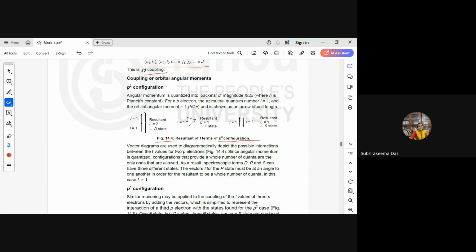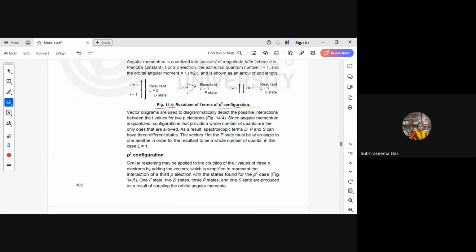Now, since angular momentum is quantized, configurations that provide only a whole number of h by 2 pi are allowed. The configurations where h by 2 pi is fractional are not allowed. As a result, the spectroscopic terms D, P and S have only three different states. The L vectors for the p state must be at an angle to one another, and the different resultant cases have been shown here.